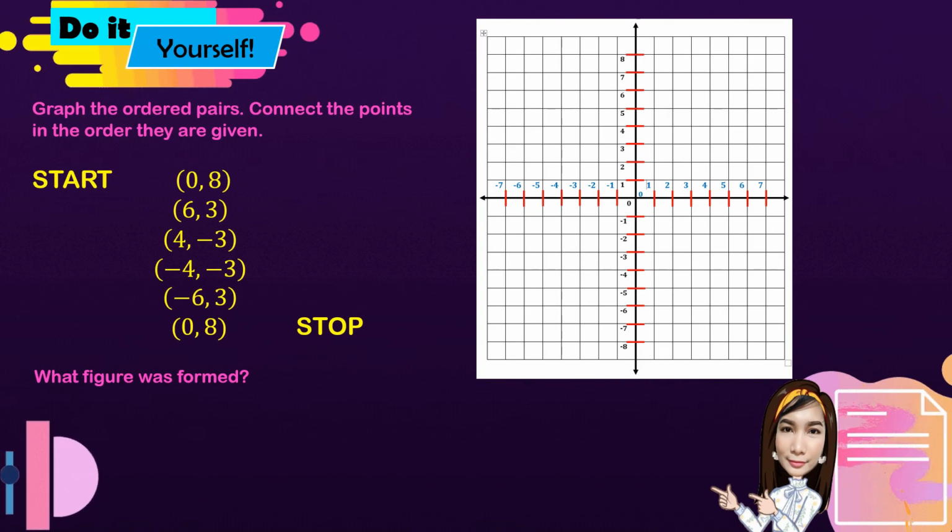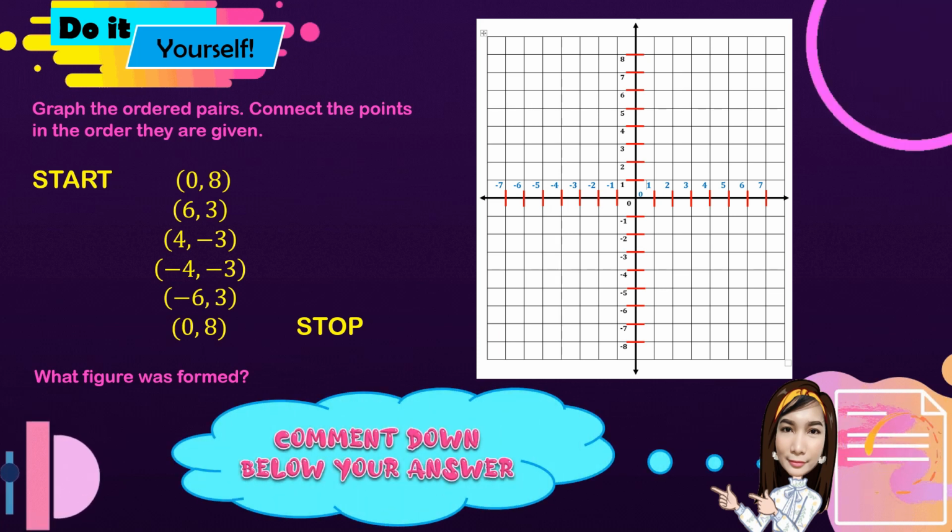Now it's your turn. Do it yourself. Let's see if you learned something on this video. Graph the ordered pairs. Connect the points in the order they are given. So we're going to start on 0, 8 and we're going to stop on 0, 8. And the question is, what figure was formed? Don't forget to comment down below your answer.